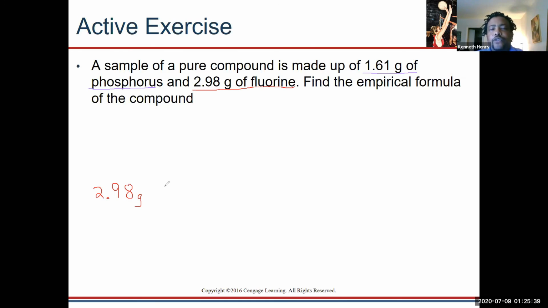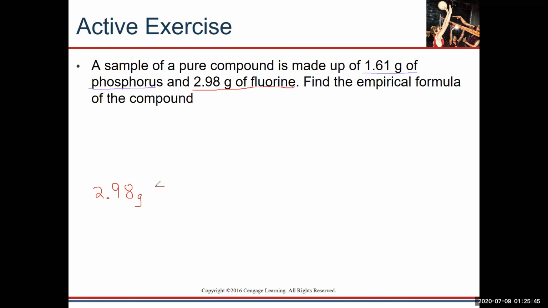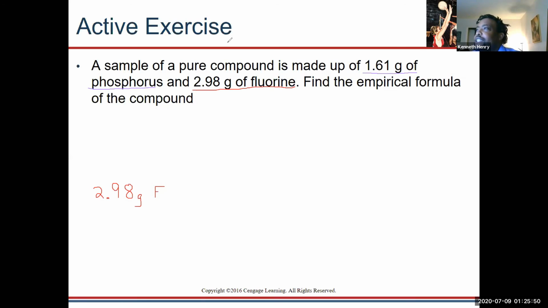Okay, what is the symbol for fluorine? I'm still learning chemistry, so you got to help me out here. Did you say F? F. Okay. I thought you said S.